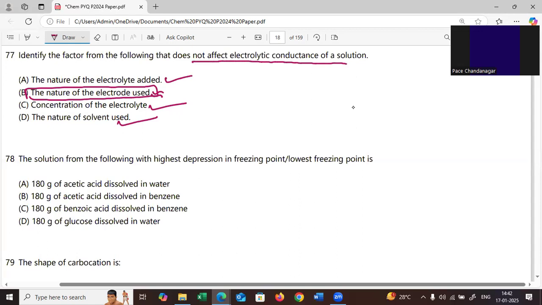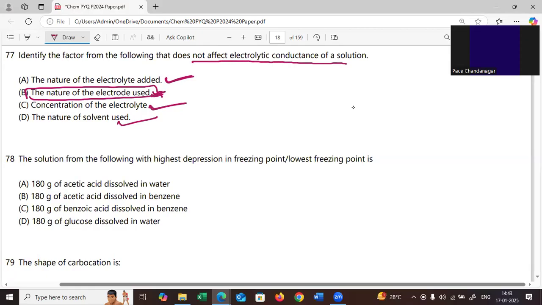Identify the factor from the following that does not affect the electrolytic conductance. Nature of the electrolyte, the concentration: the more concentrated you make it, the less the conductance. A more diluted version, you see more conductance. Nature of the solvent also. The solvent should be able to dissolve it, so that you furnish a lot of ions there, right? So A, C, and D are all factors. Nature of the electrode is not mandatory for it.